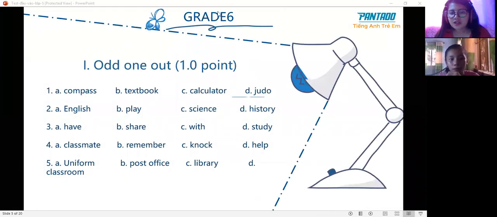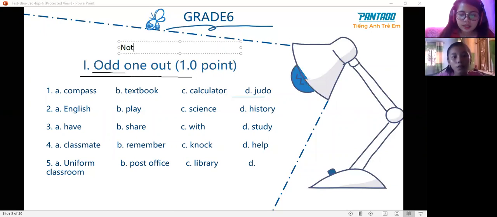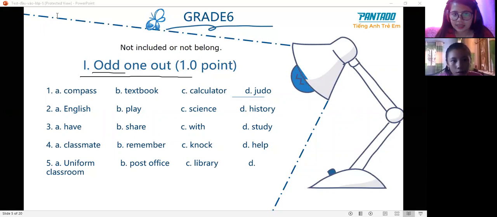Okay, so I will read the instruction. You listen, okay? Test one, odd one out. Do you know what is odd? Okay, when we say odd, it means not included or not belong. Again, Hanh, what is odd? Can you read this?